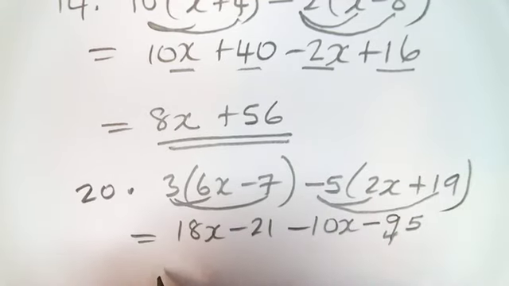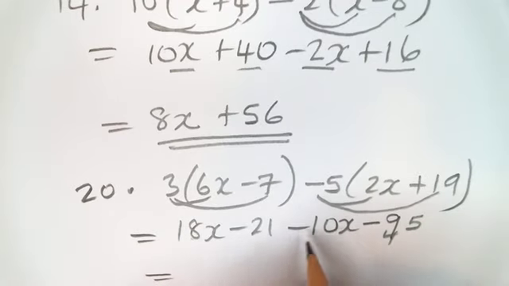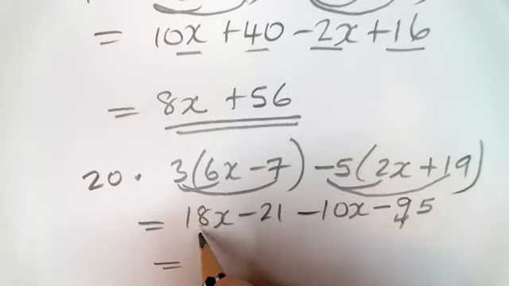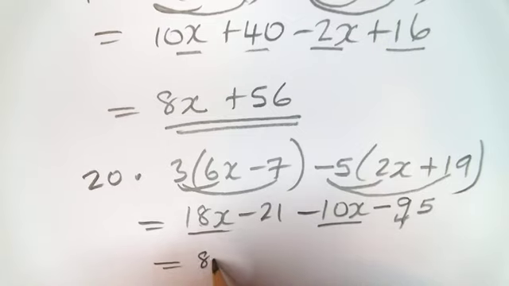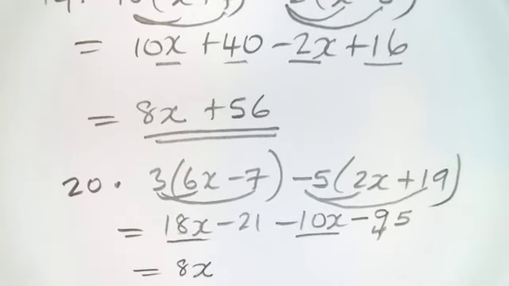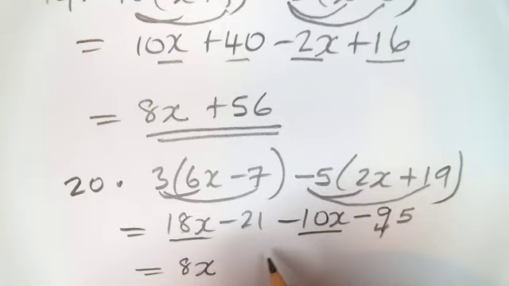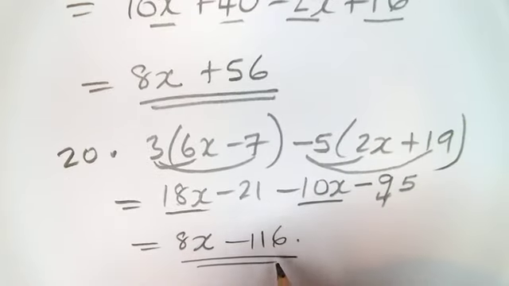All right, so what does that all come to? 18x minus 10x is going to be 8x. Then you've got, crikey, you've got a minus 95, and then you've got another minus 21. Well, 95 and 21 is going to be 116, so you've got minus 116. And there's your answer.